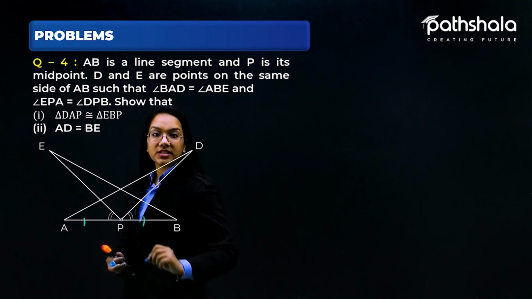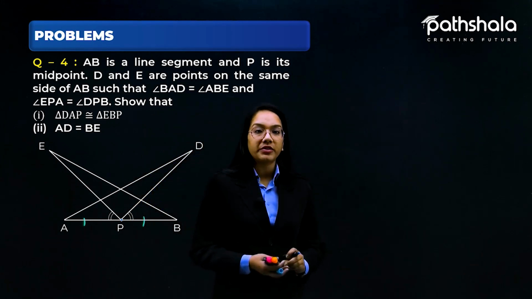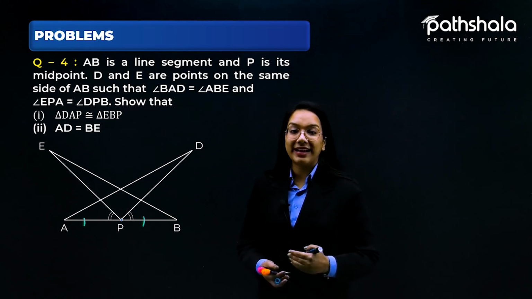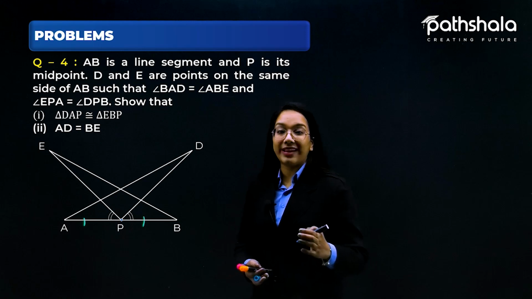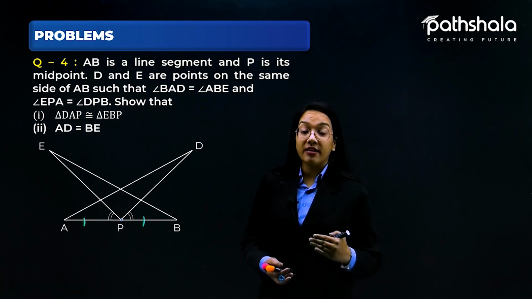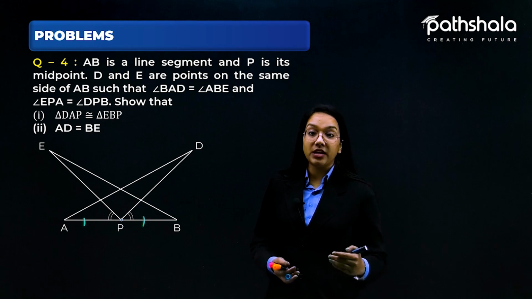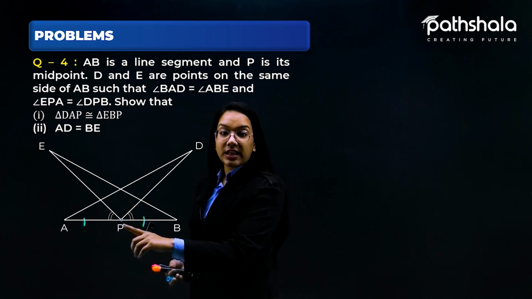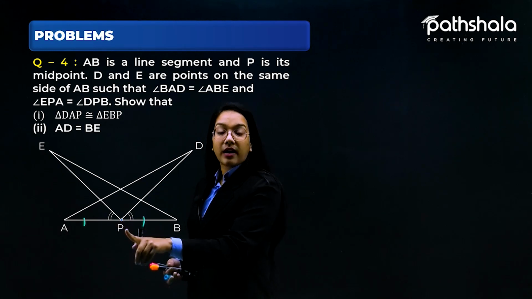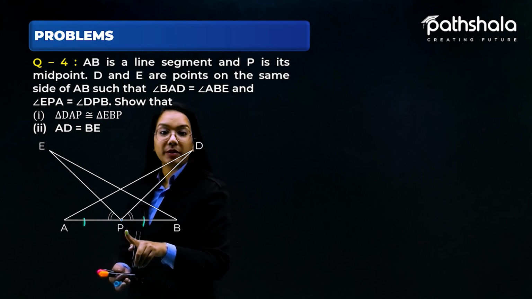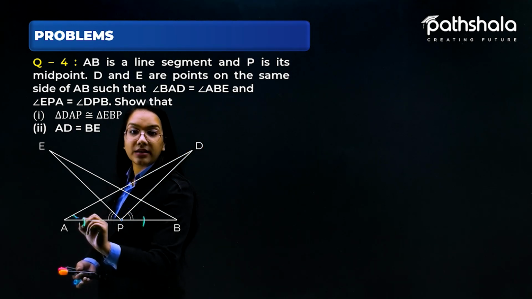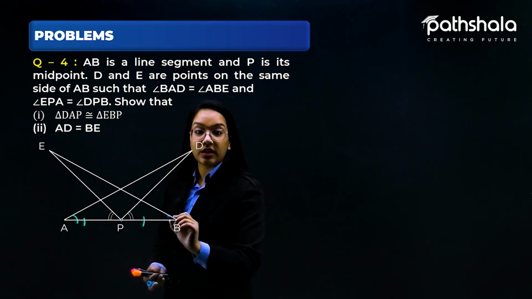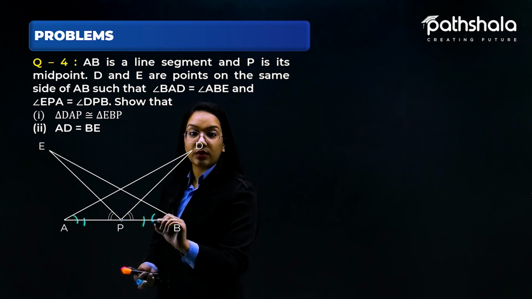Now furthermore, it says that D and E are points on the same side of AB, such that angle BAD is equal to angle ABE, and further it says that angle EPA is equal to angle DPB. You can see that this angle is equal to this angle, and as per the question, angle BAD is equal to angle ABE, meaning this angle is equal to this angle.